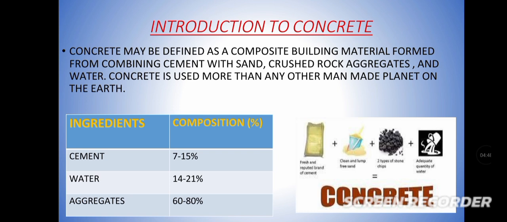Concrete mainly comprises cement, water and aggregates. Cement can be present in concrete at about 7 to 15%, water at 14 to 21%, and aggregates in the proportion of 60 to 80%.